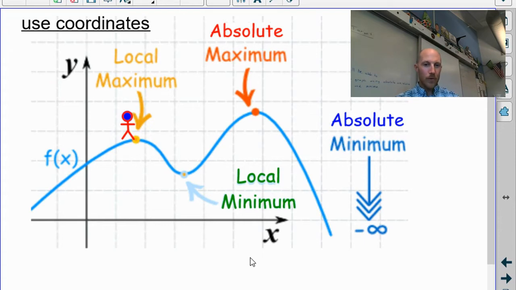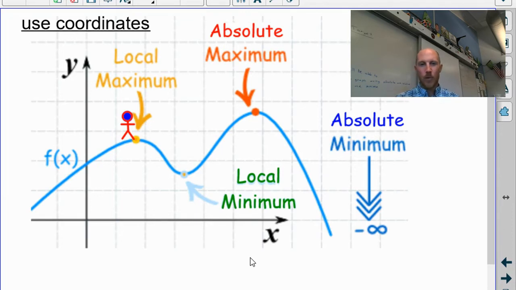Local refers to this little local area of the graph, and you can define this little local area of the graph in whatever way is convenient. So you could say, what's the highest hill on my block? Which house is the highest on my block? Or we could say, well, gosh, what's the highest hill in Mountlake Terrace? What's the tallest mountain in Snohomish County? What's the tallest mountain in Washington State? And then the highest point on the planet would be the absolute maximum, right?